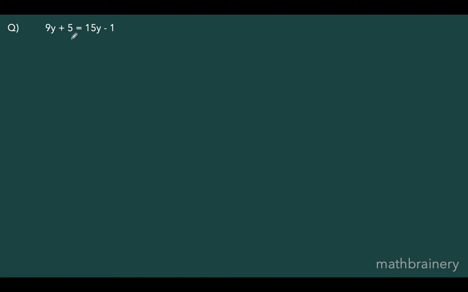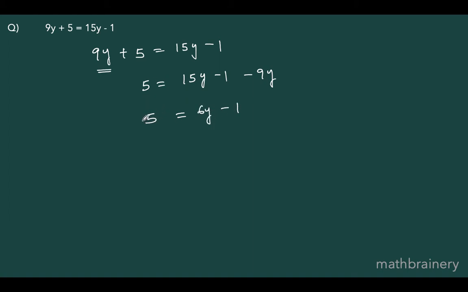9y plus 5 is equal to 15y minus 1. So what we have? 9y plus 5 is equal to 15y minus 1. Let me now transpose this 9y to the right hand side. You get 5 is equal to 15y minus 1 minus 9y. 15y minus 9y is 6y. This will be 6y minus 1. The left hand side value is 5.